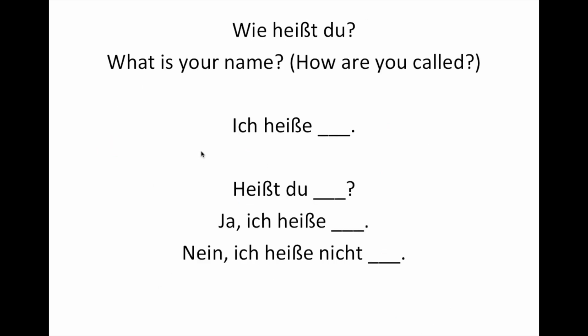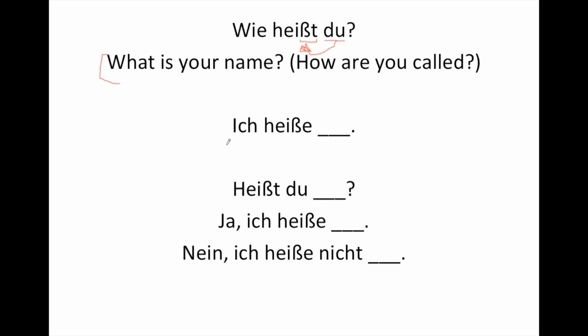Our first question is Wie heißt du? Word for word, this translation is how are called you. So how are you called? Literally translated, that's what is your name. How are called you. So you'll notice this ends with an st sound because in this instance we have a subject, du, and this du will trigger an st sound.